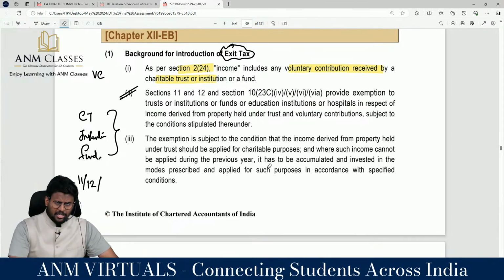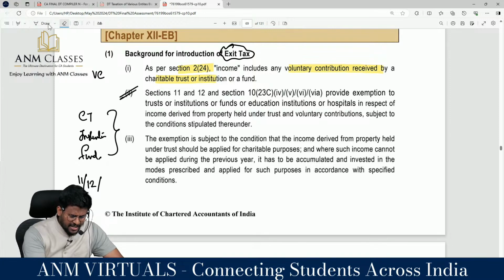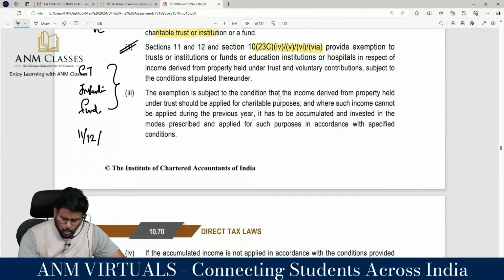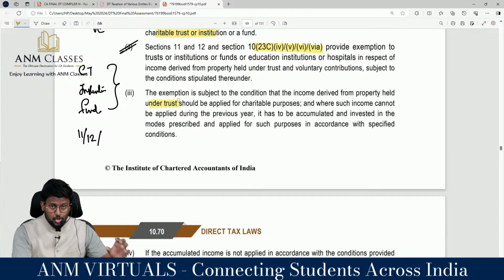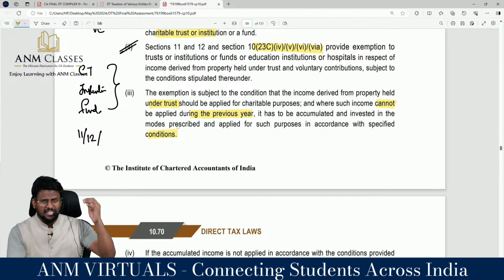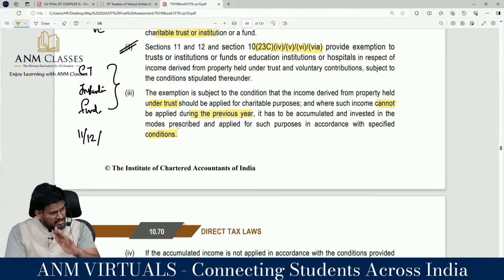So if you are setting up those, they are entitled for exemption under class 4, class 5, class 6 and class 6A. The exemption is subject to the condition that income derived from property held under trust should be applied for charitable purpose, and where such income cannot be applied during the year, it has to be accumulated and invested in the prescribed mode under 11(5) and applied for such a purpose in accordance with the specified condition. This is a summary of what we have already discussed.